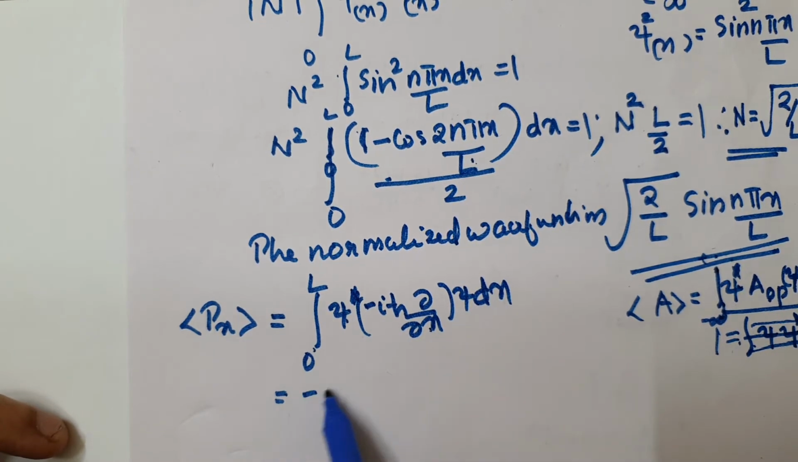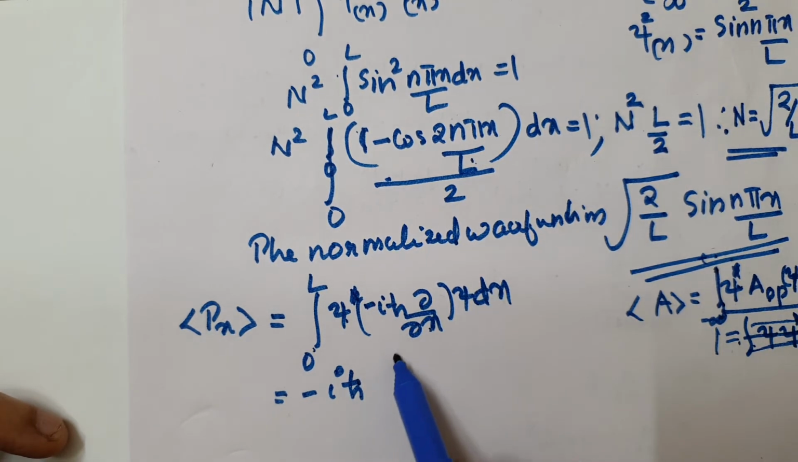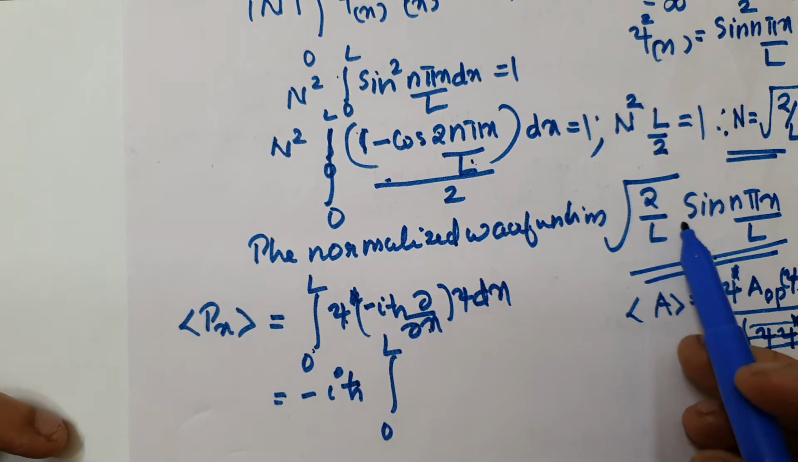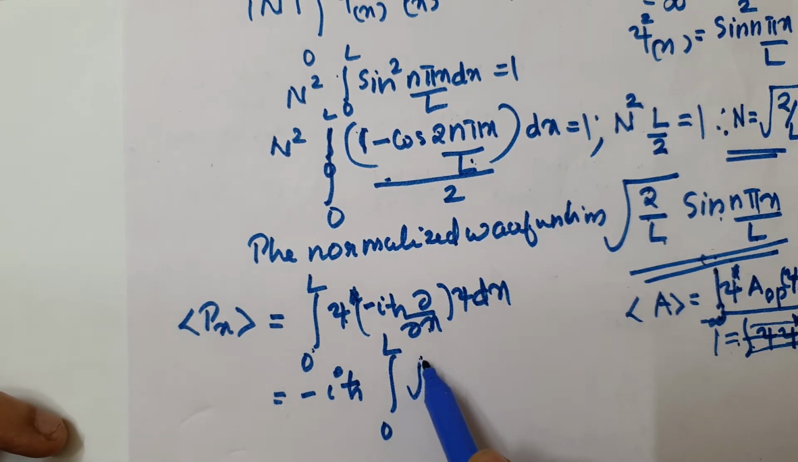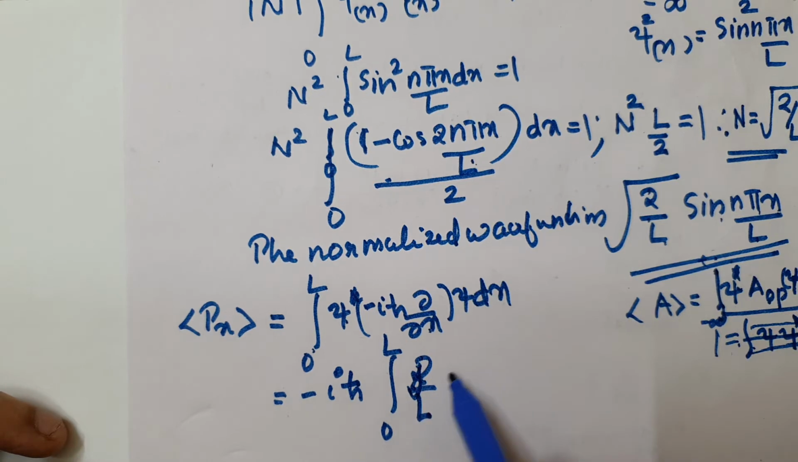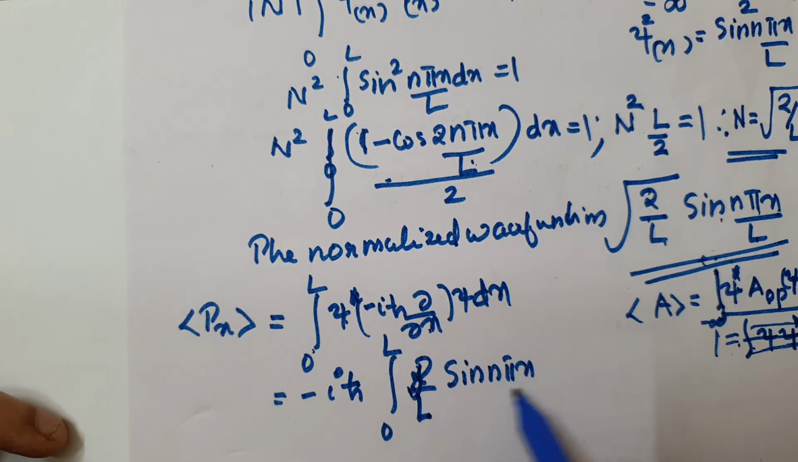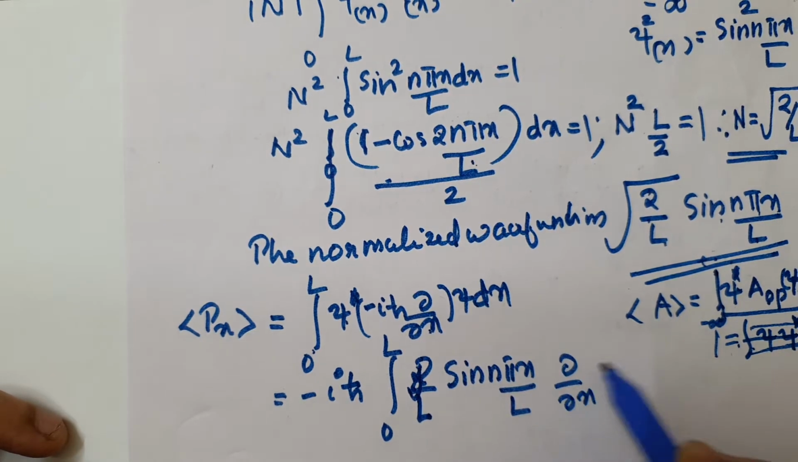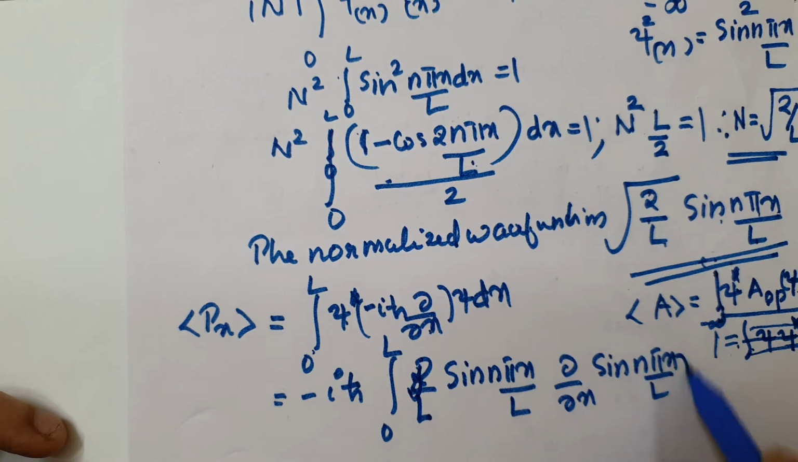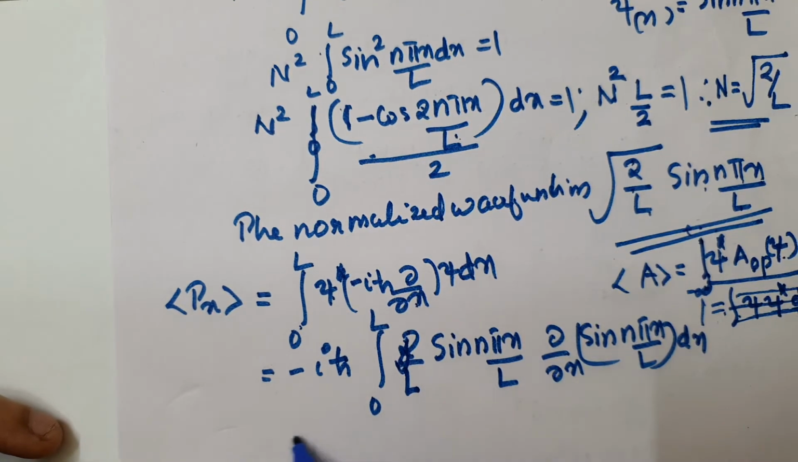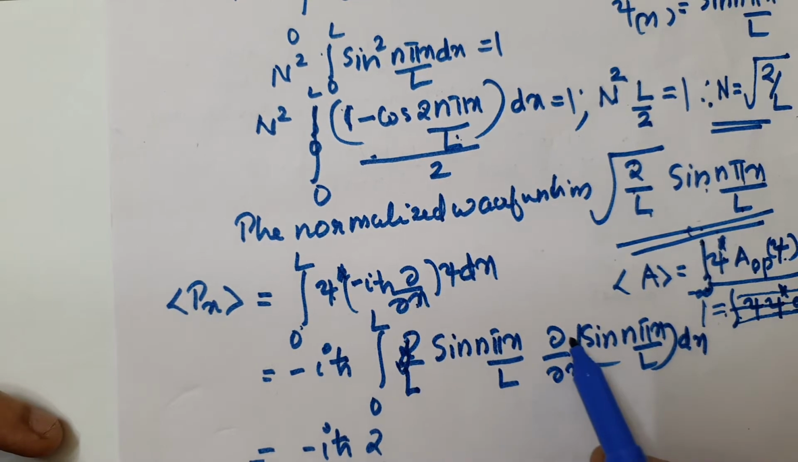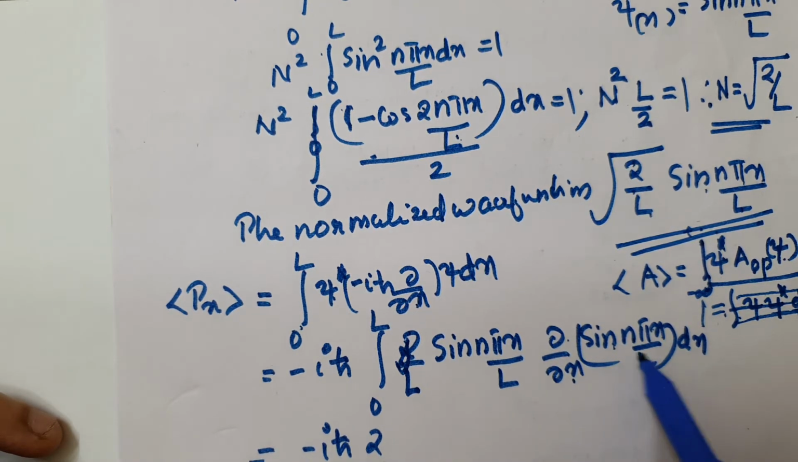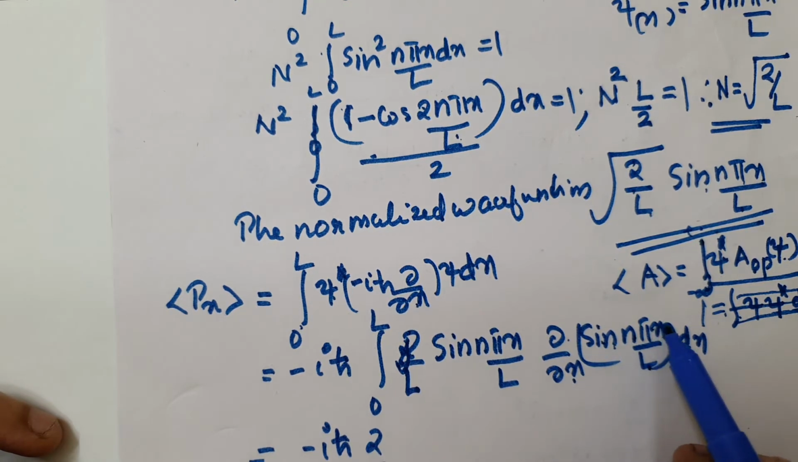It will give minus i h cut, which is taken outside, times the integral 0 to L. This psi star, a normalized function, is root of 2 by L into sin(n pi x by L), then root of 2 by L the whole squared will give 2 by L. So 2 by L sin(n pi x by L) into del by del x of sin(n pi x by L) dx. This del by del x of sin(n pi x by L) will give cos(n pi x by L) into n pi by L.